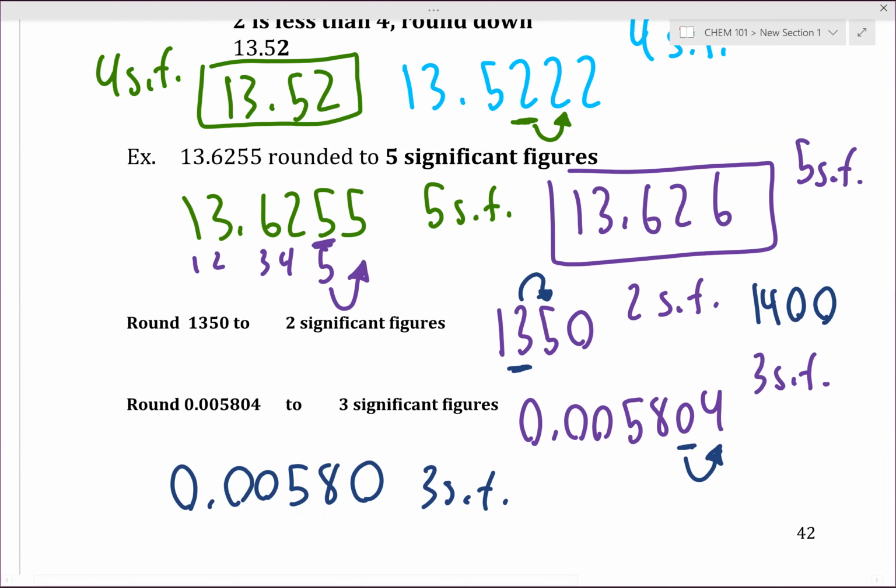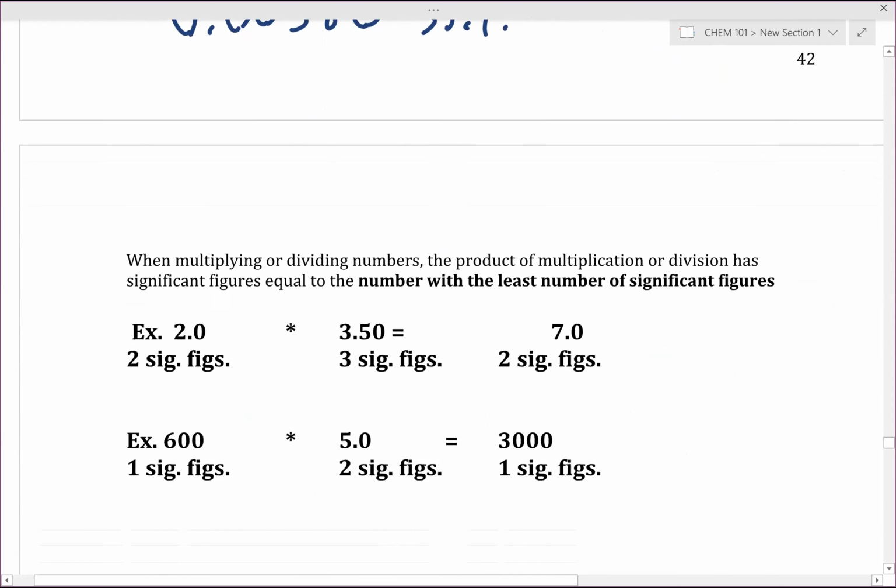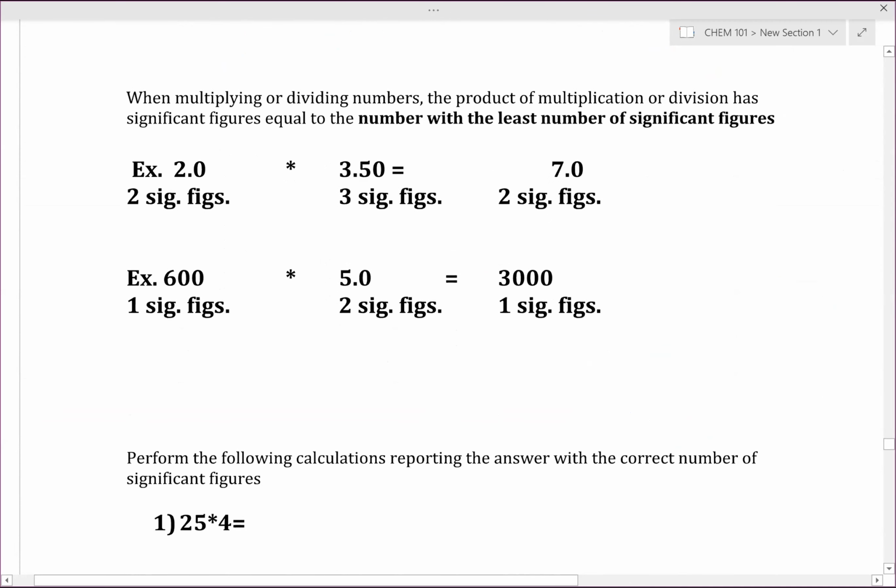So let's keep going. What we're now going to do is try multiplying and dividing numbers and accounting for significant figures in multiplication and division. So for multiplying or dividing numbers, the rule is fairly straightforward. Your final answer has significant figures equal to the number with the least number of sig figs. So you retain the least number of significant figures.